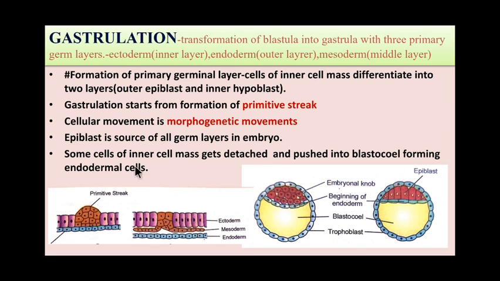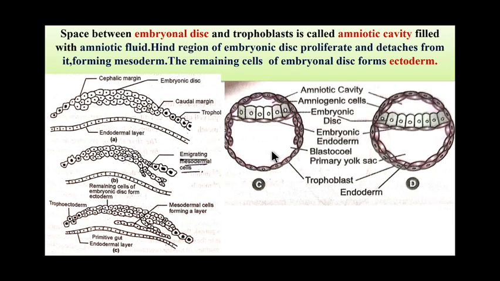Some cells of the inner cell mass get detached and pushed into the blastocoel, forming endodermal cells. So here you can see the beginning of the endodermal cells. A number of cells appear on the inner side of the trophoblast. Here you can see this one starting on the inner side, and these cells divide rapidly and form a complete layer inside the trophoblast. Now the remaining mass of cells left in the inner cell mass after migration of the endodermal cells is termed the embryonic disc.